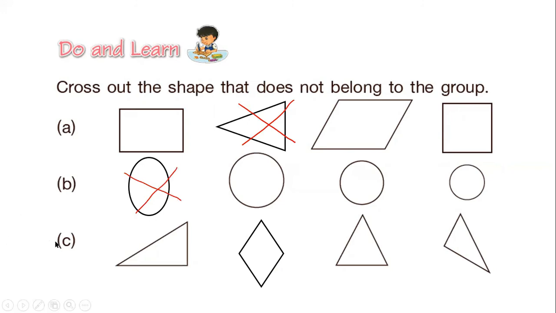All right. Now look at part C. What do you think? Which one should we cross out? This is a triangle. This is a quadrilateral. This is a triangle. And this is a triangle. So what should we cross out? Okay, please write your answer in your book.